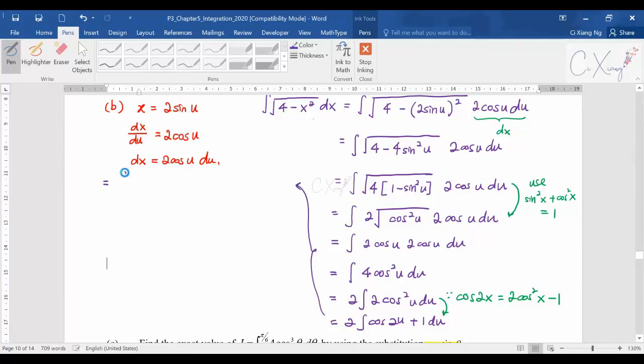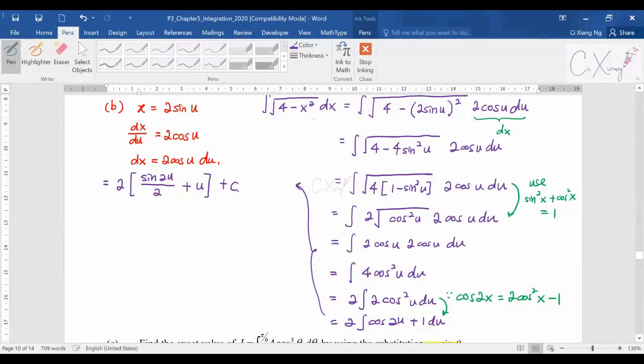So how can I continue here? 2 is a constant, therefore I just copy it. So what will you get if you want to integrate cos 2u? When you integrate cos, you will have sine. So you have sine 2u divided by 2. You need to differentiate the 2u, you get a 2, then you divide by 2, and then plus 1. When you have plus 1, integrate 1, you get u. And then you put a plus c here.